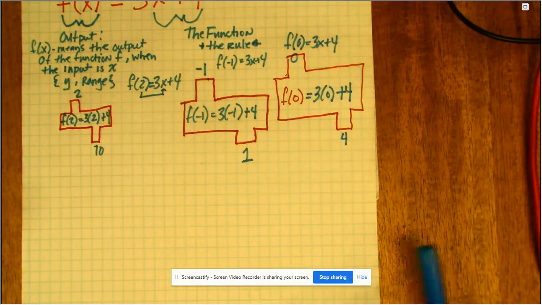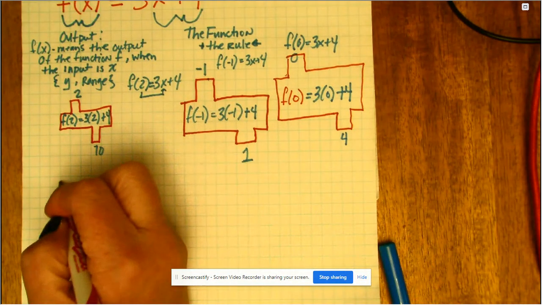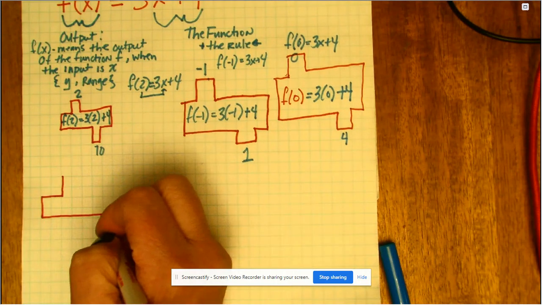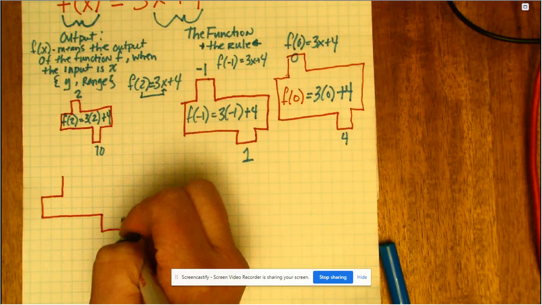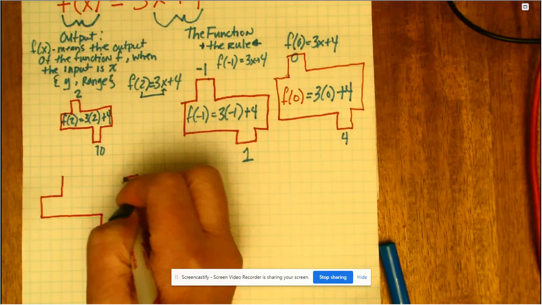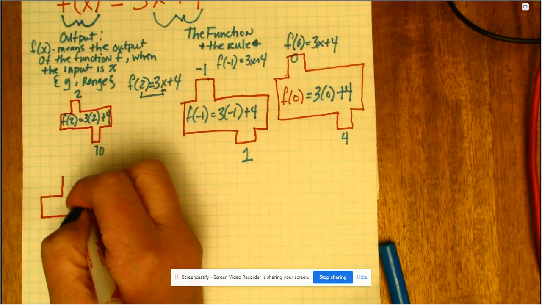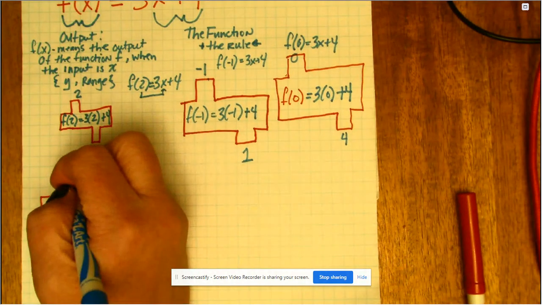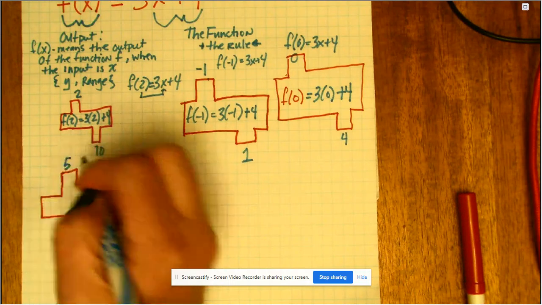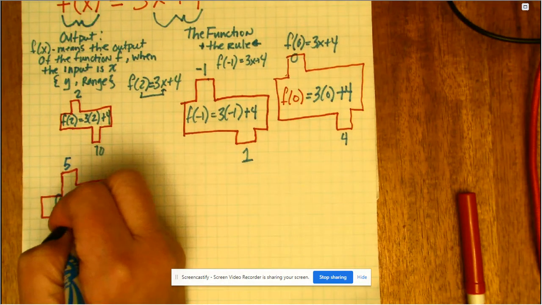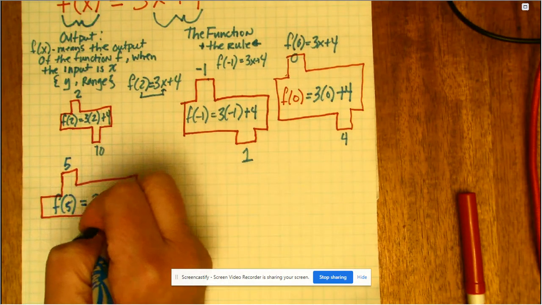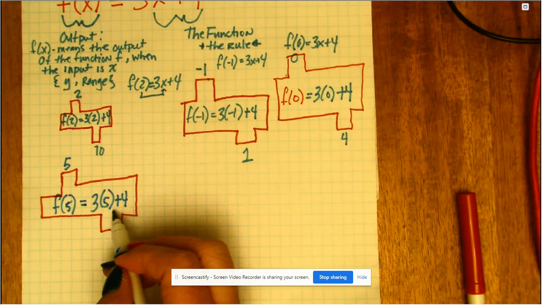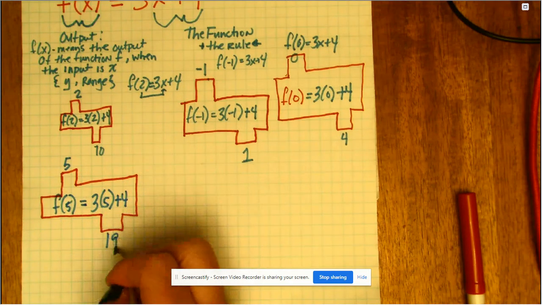We'll do one more here. So what happens when I'm going to input a 5? So I'm finding f of 5. So 3 times 5 plus 4. 3 times 5 is 15, plus 4 is 19.